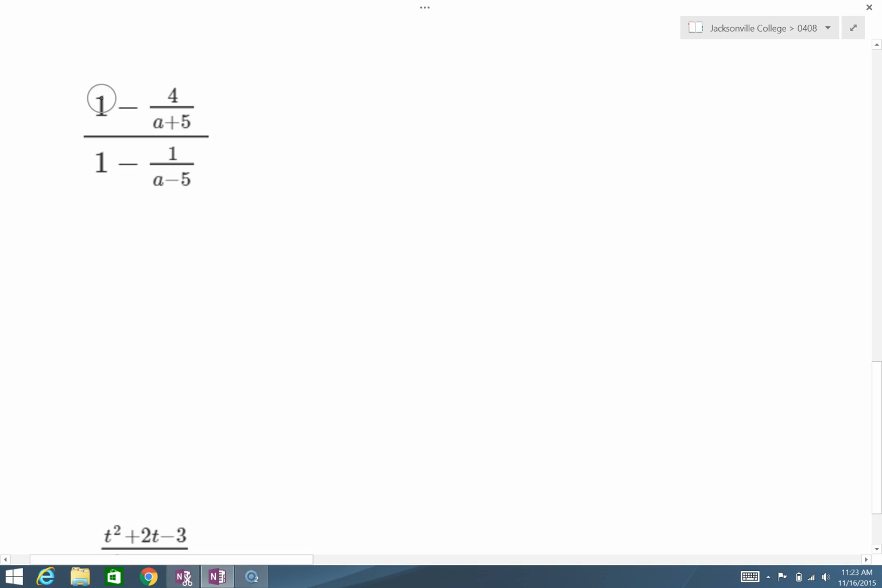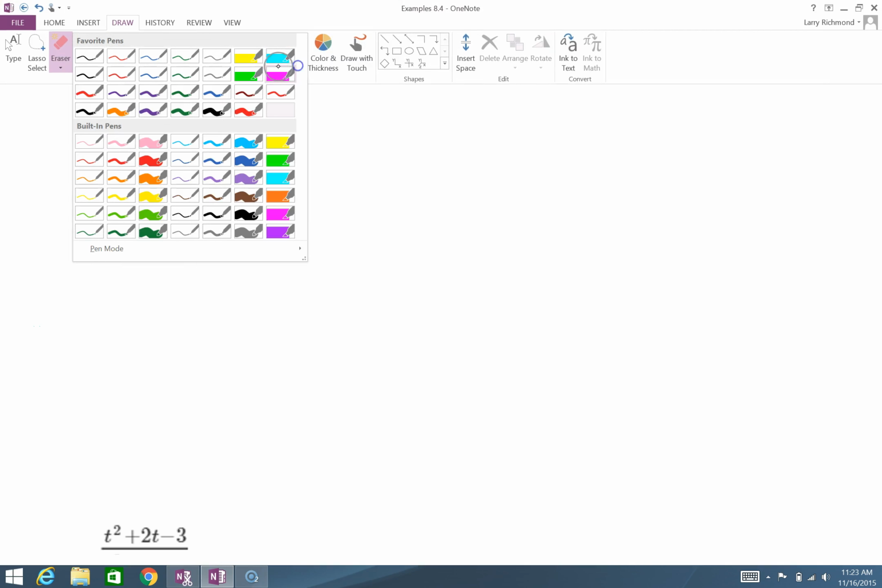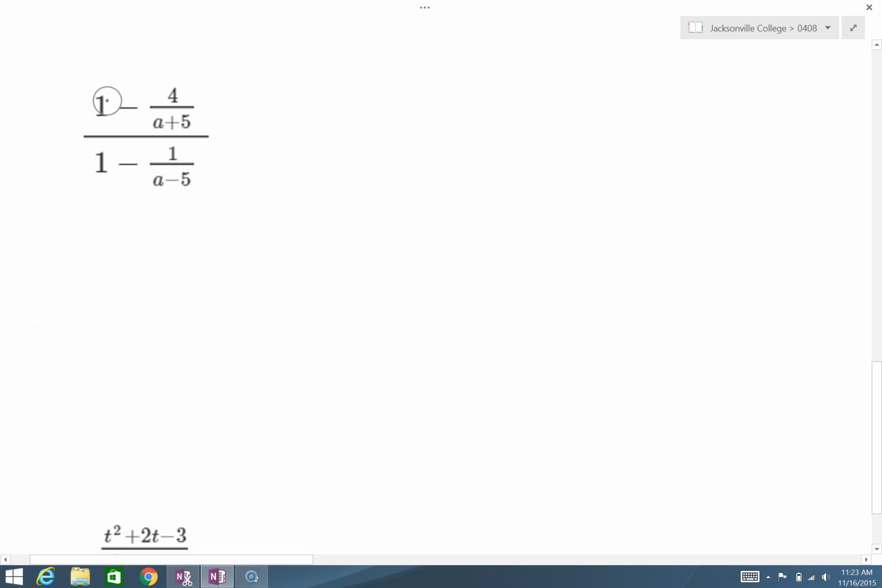1 I can express as the fraction a plus 5 over a plus 5. I express it over a plus 5 because that's the common denominator, and anything divided by itself is 1. Likewise, I'll express this 1 as a fraction a minus 5 over a minus 5.